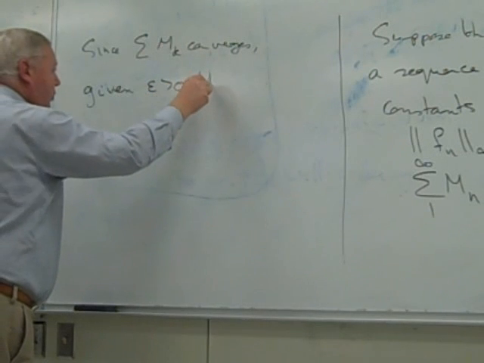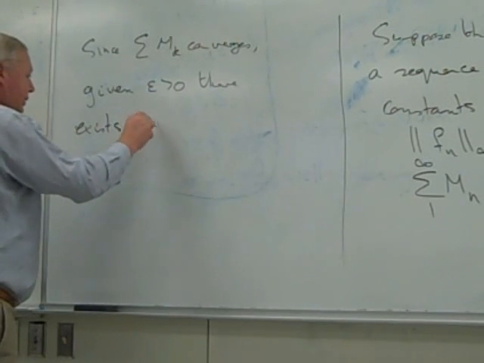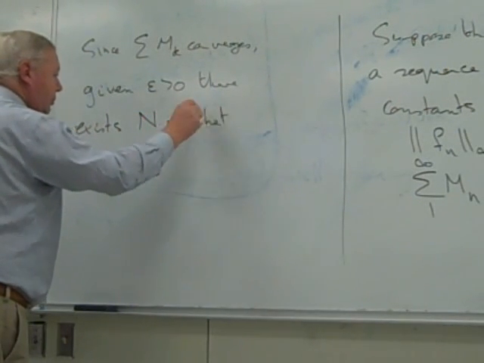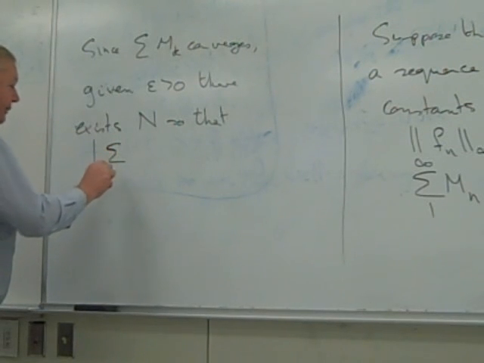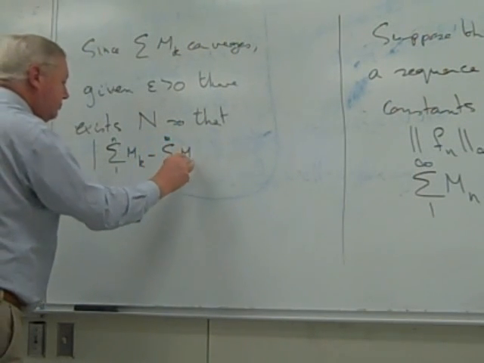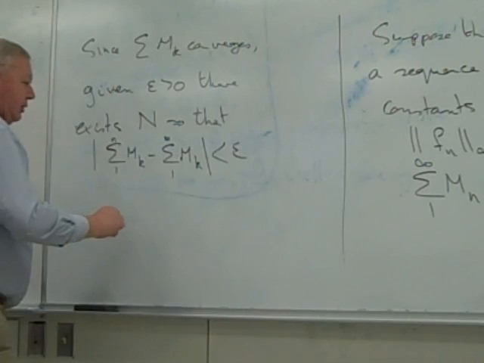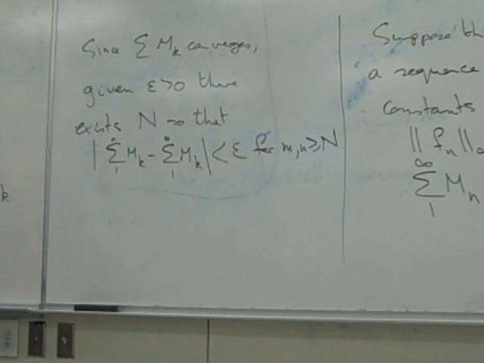since the sum of M_k converges, given epsilon greater than 0, there exists a capital N so that the absolute value of that sum is less than epsilon for m and n greater than or equal to capital N. But that's exactly the estimate here.